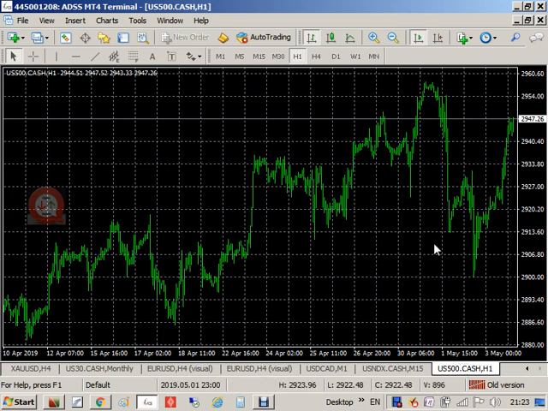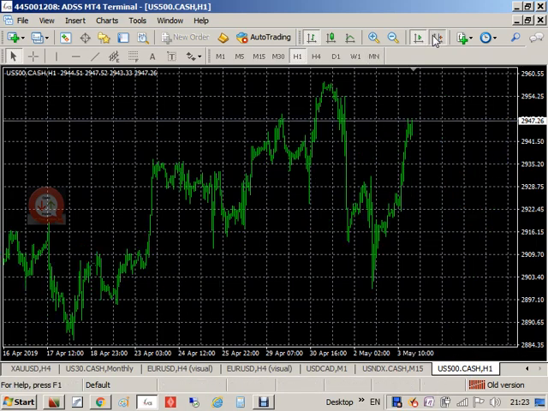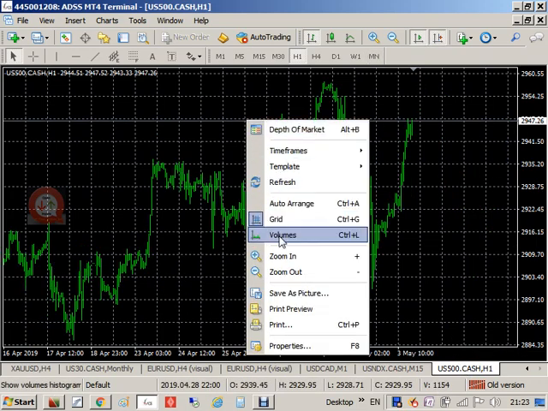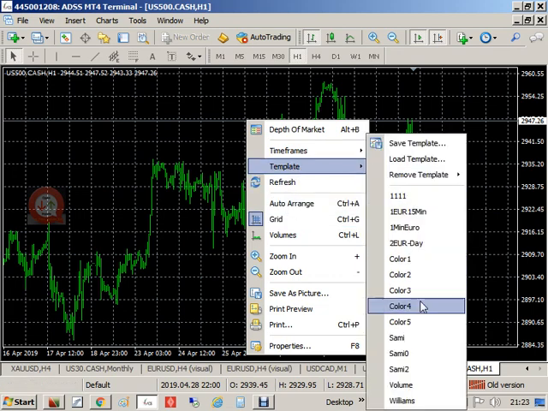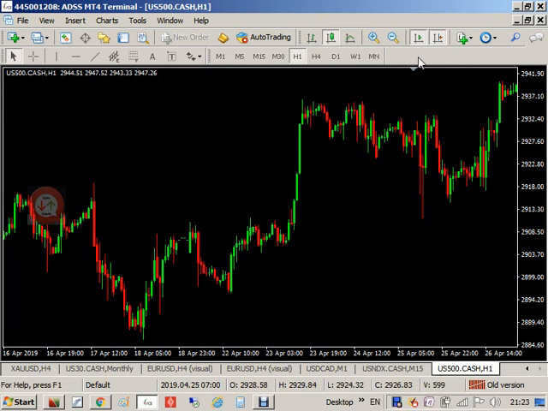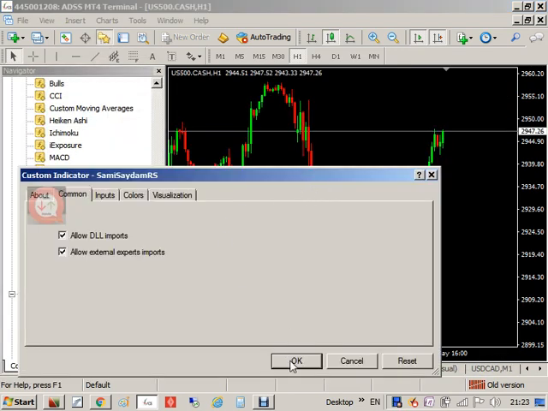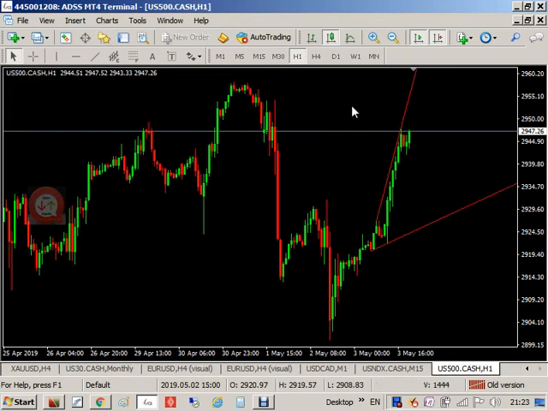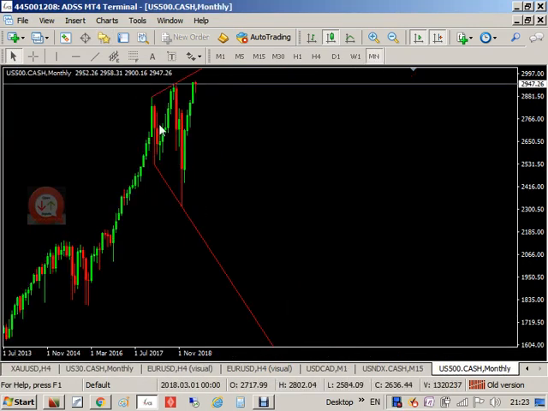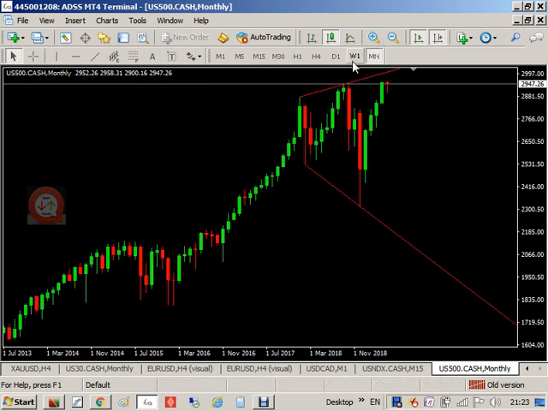Let's go to S&P. The same. We go to the template, make it nicer looking. Then we go to my indicator. We put it there. Okay. Then you can see, if we go monthly, similar to Dow Jones. Weekly, as you see here, weekly.